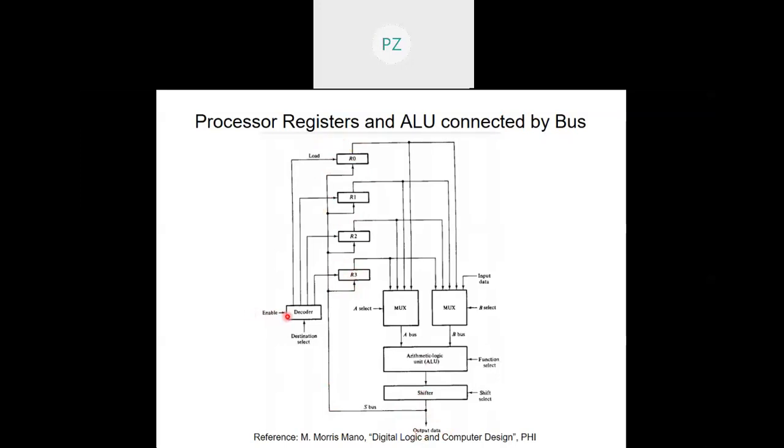But suppose this is enabled, then this destination select becomes active, and it will decide which one of these is going to receive. Suppose it is 0, 0, then the load for R0 will be active, so the shifter output data will go to R0. Suppose it is 0, 1, then the shifter output will go to R1, 1, 0 it will go to R2, and destination select being 1, 1, the shifter output may be stored in R3, right?